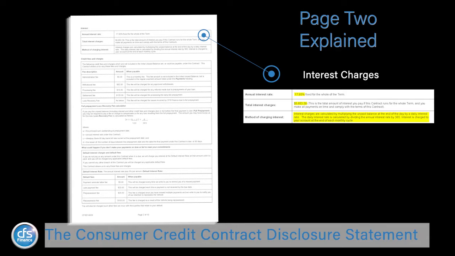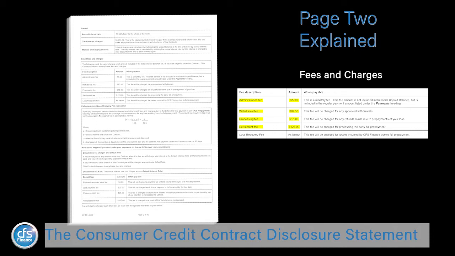Fees and charges. Here you will find an outline of fees and charges you may incur throughout the term of your contract. Administration fee. There is a $5 monthly administration fee. This is not included in your initial unpaid balance, but is included in your weekly repayments. The withdrawal fee, processing fee, settlement fee, and loss recovery fee will be charged to your account if applicable.